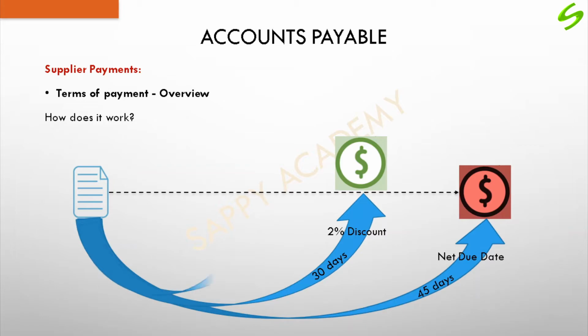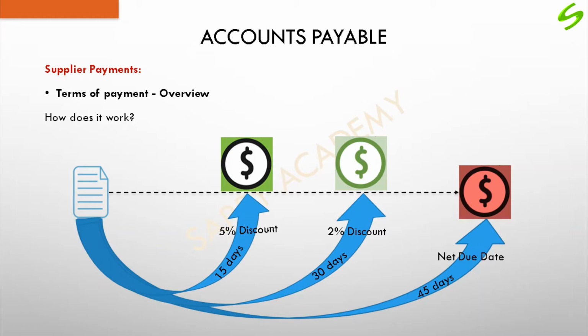Let us see another term. The actual due date is 45 days. If I pay within 30 days, I am getting 2% discount. And if I pay within 15 days, I can get 5% discount. So these terms are defined in the payment term. That is how the system calculates the net due date and also the discounts.